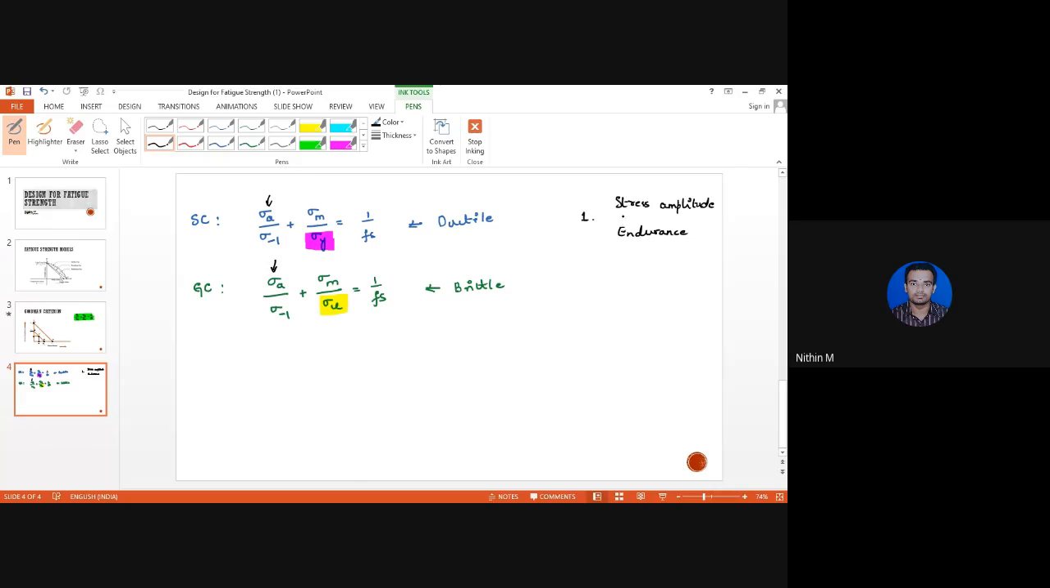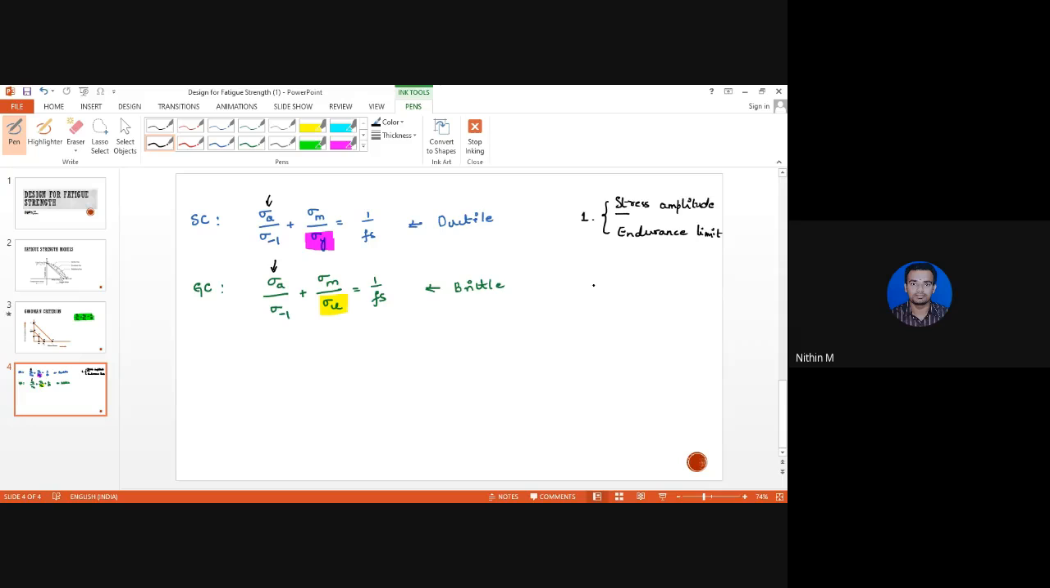Now, if you observe, this quantity stress amplitude is related to endurance limit in a very apparent fashion. What is the commonality? Whenever we encounter dynamic stresses, that is, whenever the stresses vary with respect to time, we will encounter the stress amplitude.